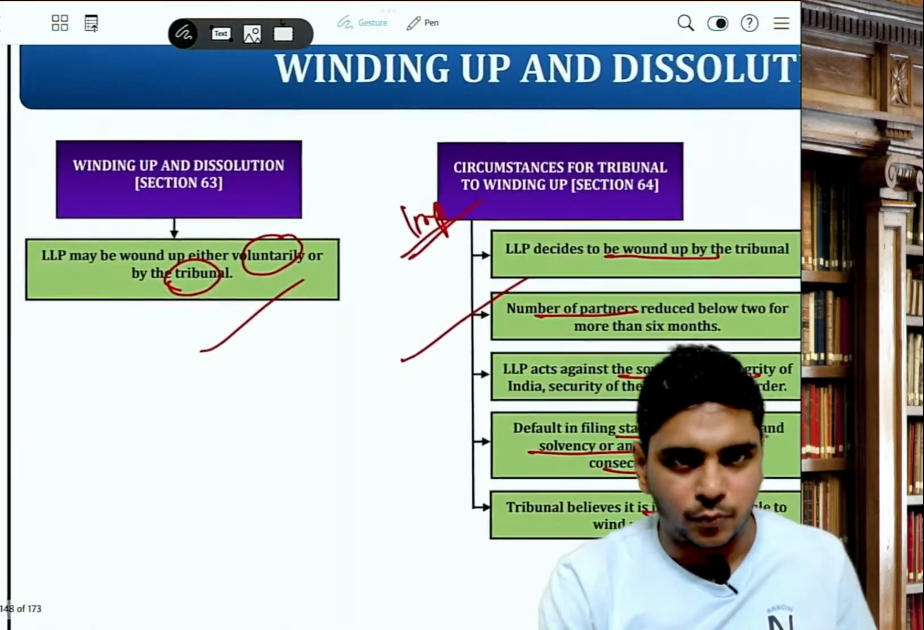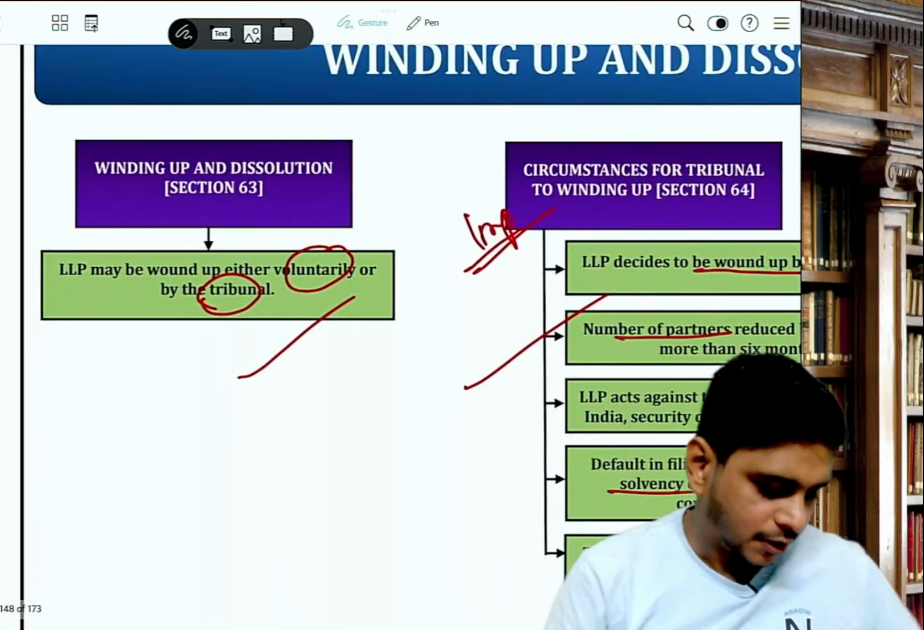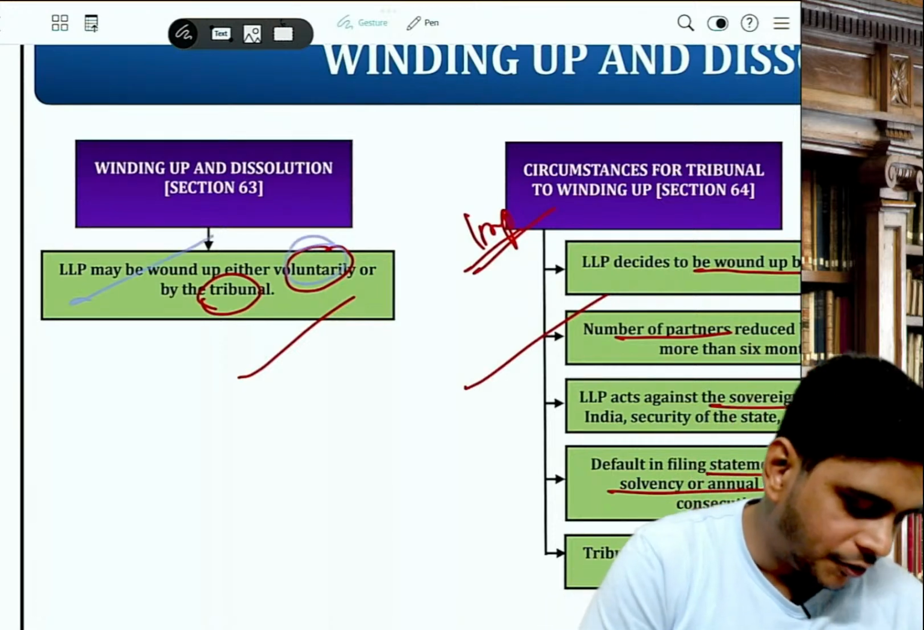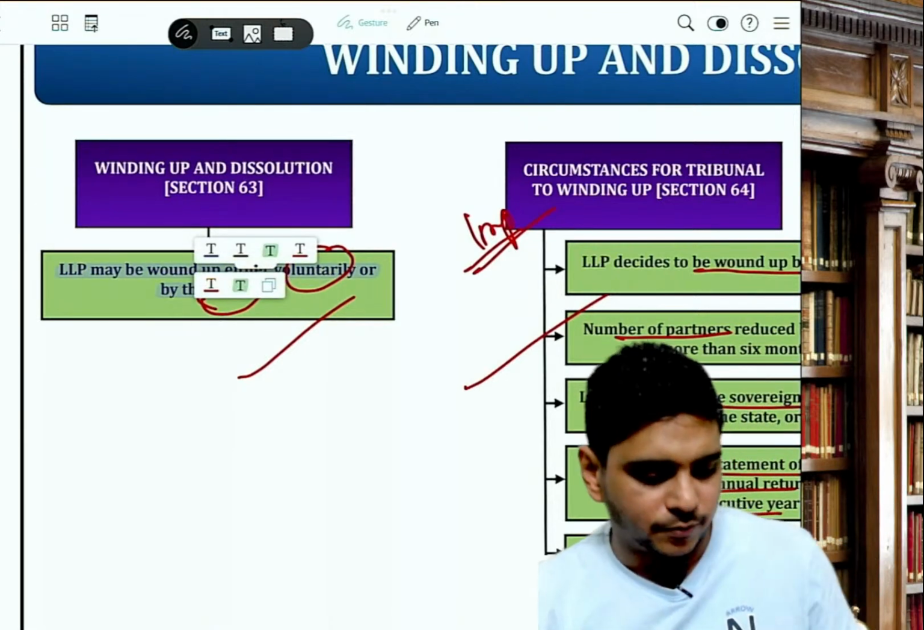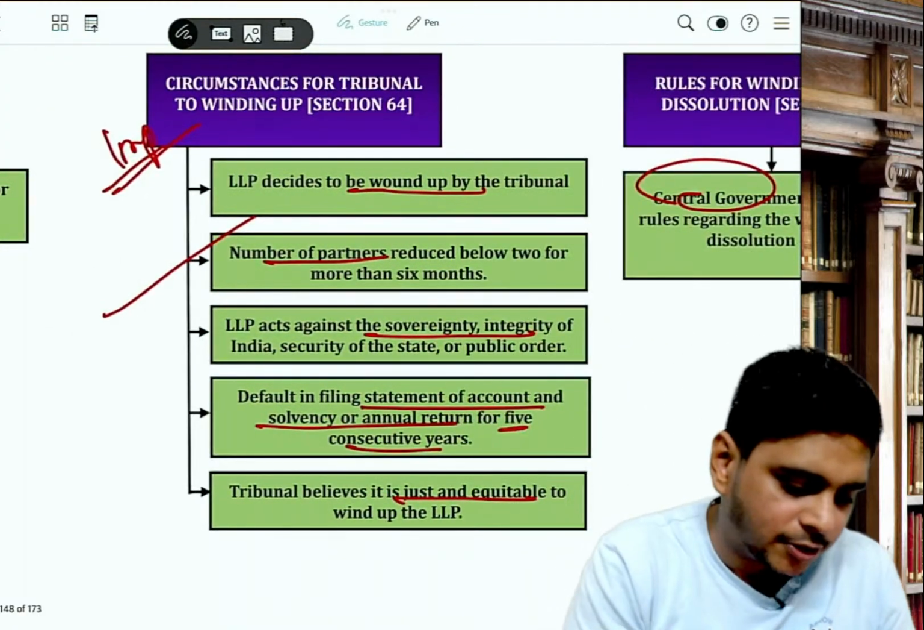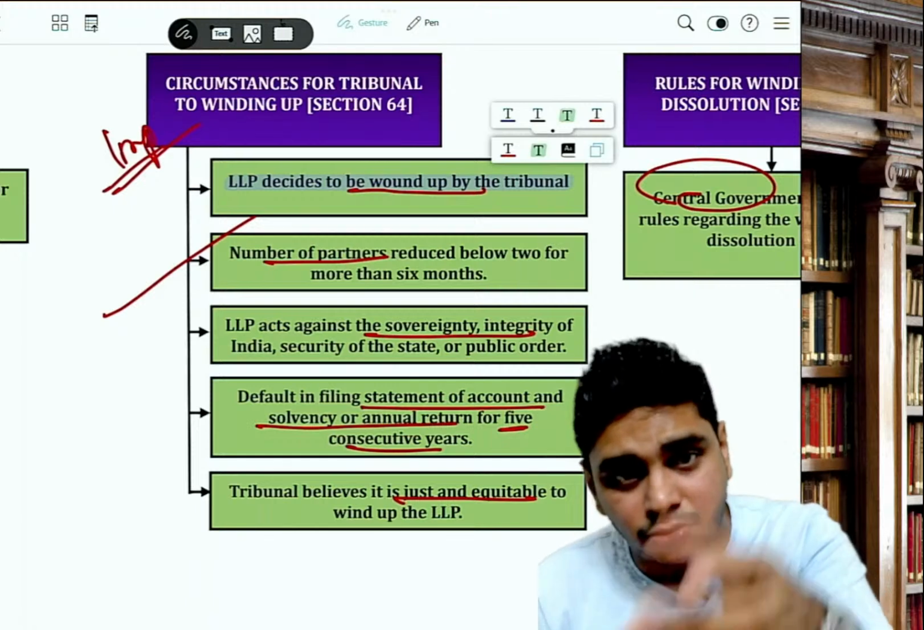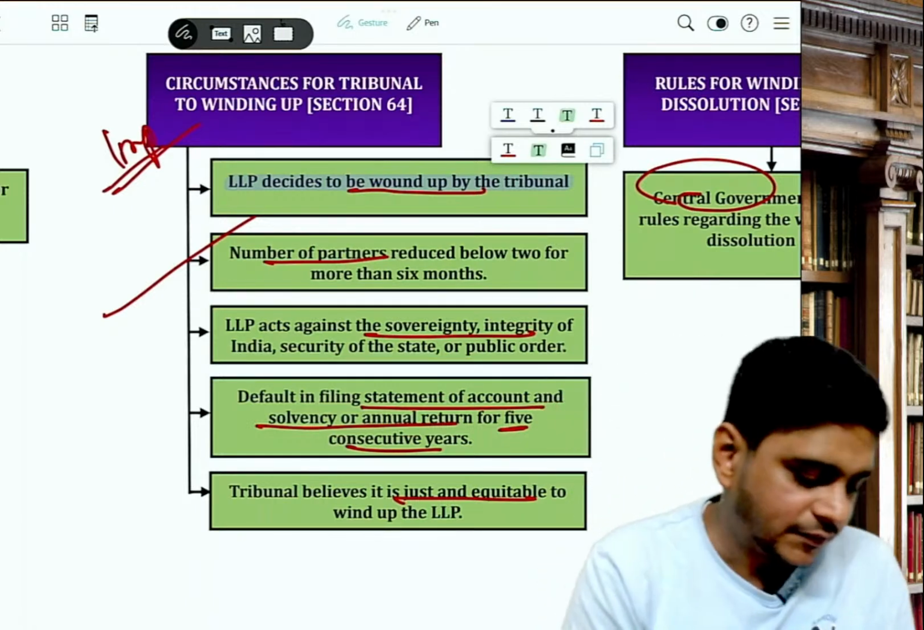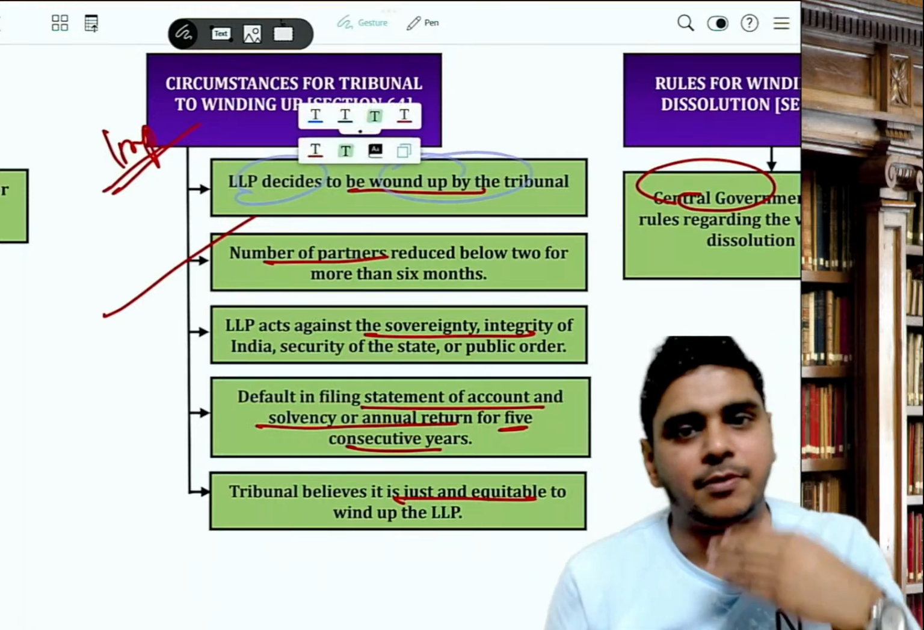Winding up and dissolution. An LLP may be wound up either voluntarily or by the tribunal. Circumstances for the tribunal: if the LLP decides to be wound up by the tribunal, it will be wound up by the tribunal. This question came in May and in January, and only this question came in the exam.